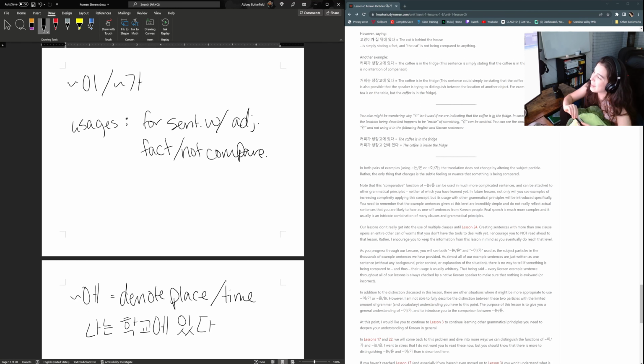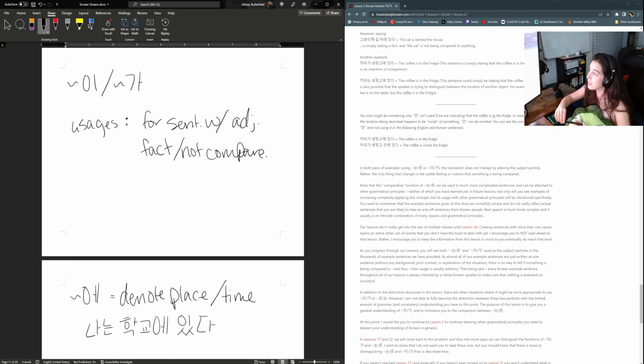You also might be wondering why and. Oh, another example, which is 커피가 냉장고에 있다. The coffee is in the fridge. The sentence is simply saying that the coffee is in the fridge and there is no intention of comparison. And 커피는 냉장고에 있다. The coffee is in the fridge. The sentence could simply be stating the coffee is in the fridge.